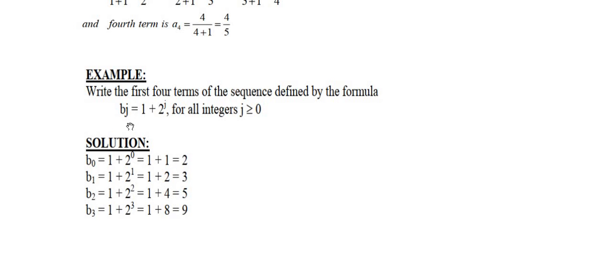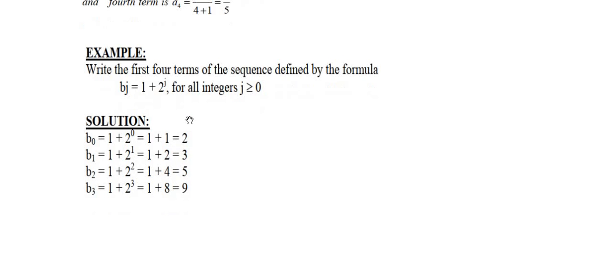So first of all put j equal to 0, the value of b0 is 2. When we put j equal to 1, the value of b1 is 3. When we put j equal to 2, the value of b2 is 5. And when we put j equal to 3, the value of b3 is 9. These are the first 4 terms of a sequence of this explicit formula.